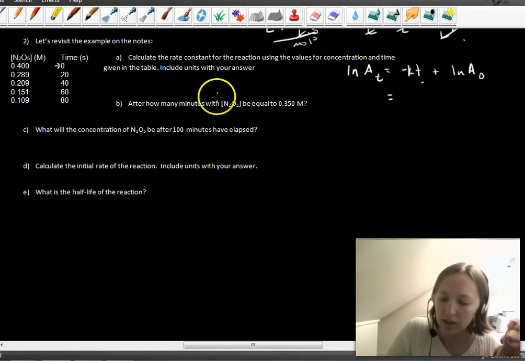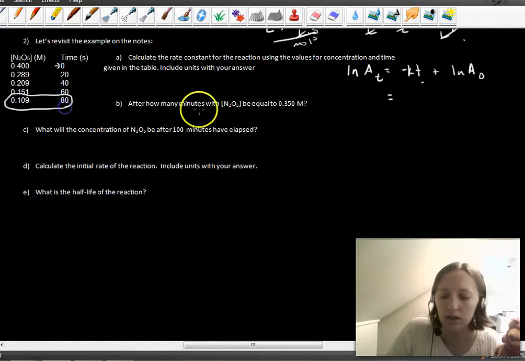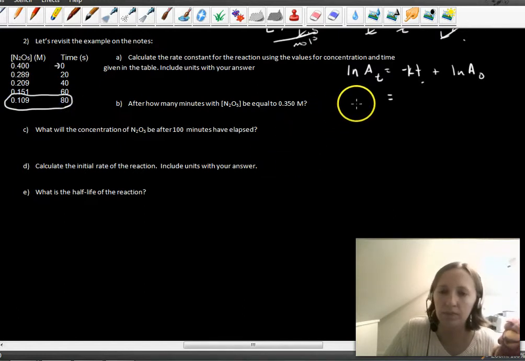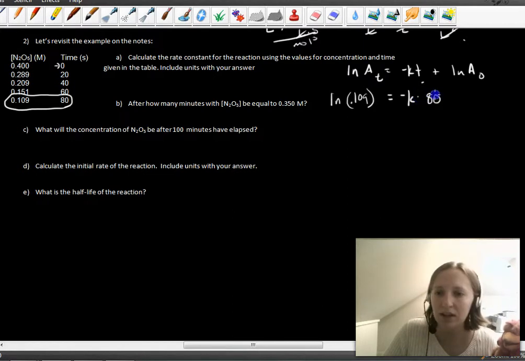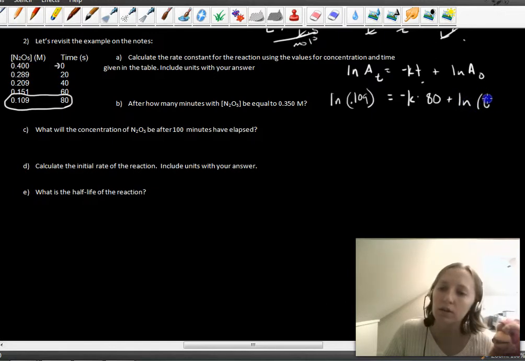So let's pick time t. Let's pick this last one here. Let's stick that in and see what we come up with. Ln of A at time t, the concentration of A is 0.109. We don't know K, but we do know our time. That's 80 seconds. And the concentration of A at time 0 was 0.4.